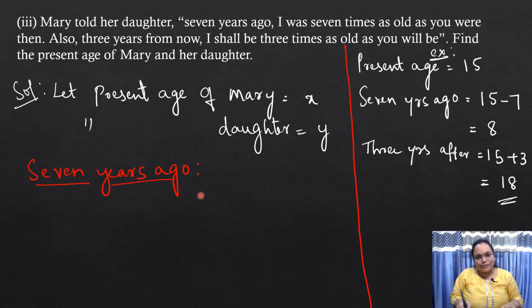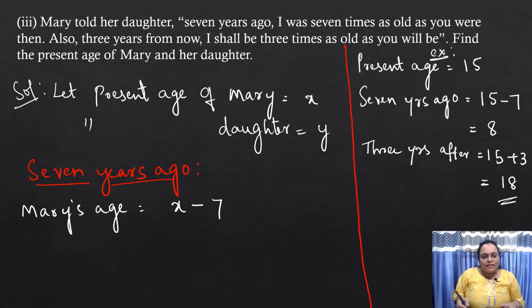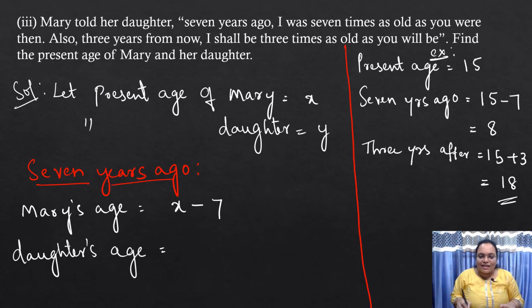7 years ago. See, 7 years ago, what will be Mary's age? Mary's age will be her present age minus 7, right? Present age minus 7. Okay. So in the same way, the daughter's age will be y, her present age, minus 7, that is 7 years ago. Okay. Who is "I" here? "I" is Mary. Okay. "You" is the daughter.